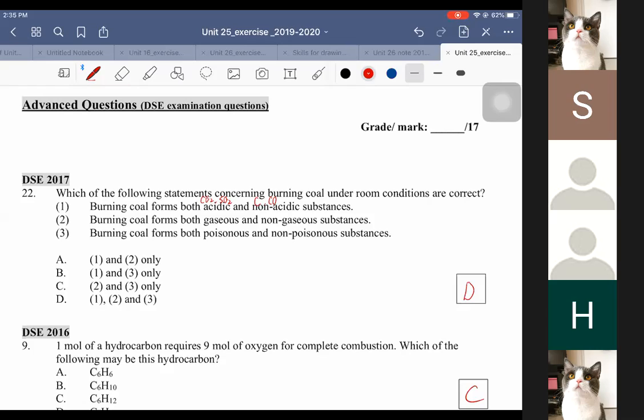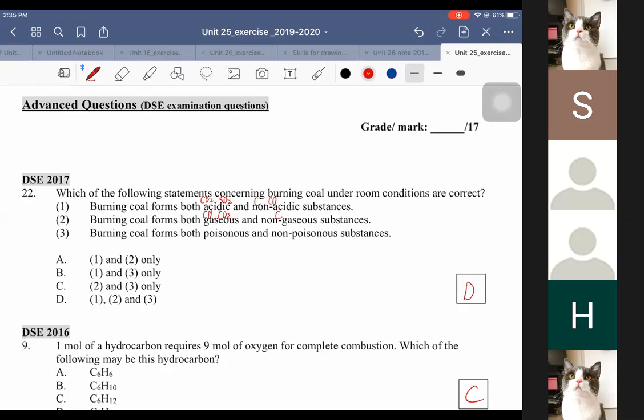Second statement, burning coal forms both gas and non-gas substance. Okay, again, we can use the same example. Gas products may include carbon monoxide, carbon dioxide, nitrogen oxide. And for non-gas substance, then we can have carbon, okay, the particles.